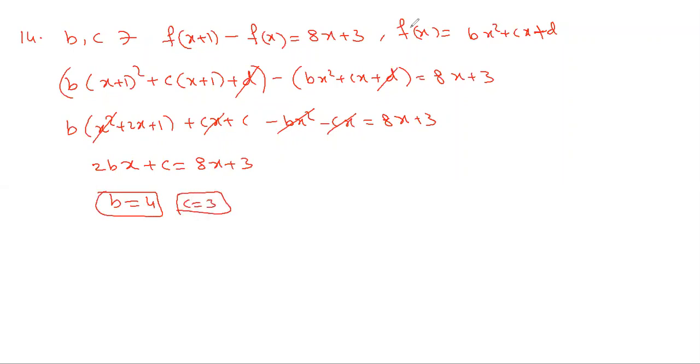So what did we do in the first step? I didn't understand. Isn't it supposed to be 2bx plus b plus c? 2bx plus, oh, b plus c. Okay, okay. We made a mistake in the calculation, I think. We forgot the b plus c. So the b plus c is equal to 3. B is 4, so c should be equal to minus 1. We have an option like that.